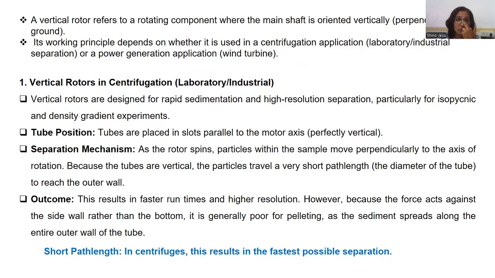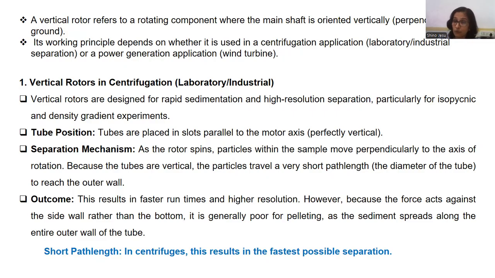The vertical rotor refers to a rotating component where the main shaft is oriented vertically, perpendicular to the ground, and its working principle depends on whether it is used in a centrifugation application or a power generation application. The vertical rotors in centrifugation particularly are designed for rapid sedimentation and high resolution separations. Their tube positions are placed in slots parallel to the motor axis, as we have seen earlier. As for the separation mechanism, as the rotor spins, particles within the sample move perpendicularly to the axis of rotation, and the outcome is faster run times, high resolution, and a shorter path length in these centrifuges.